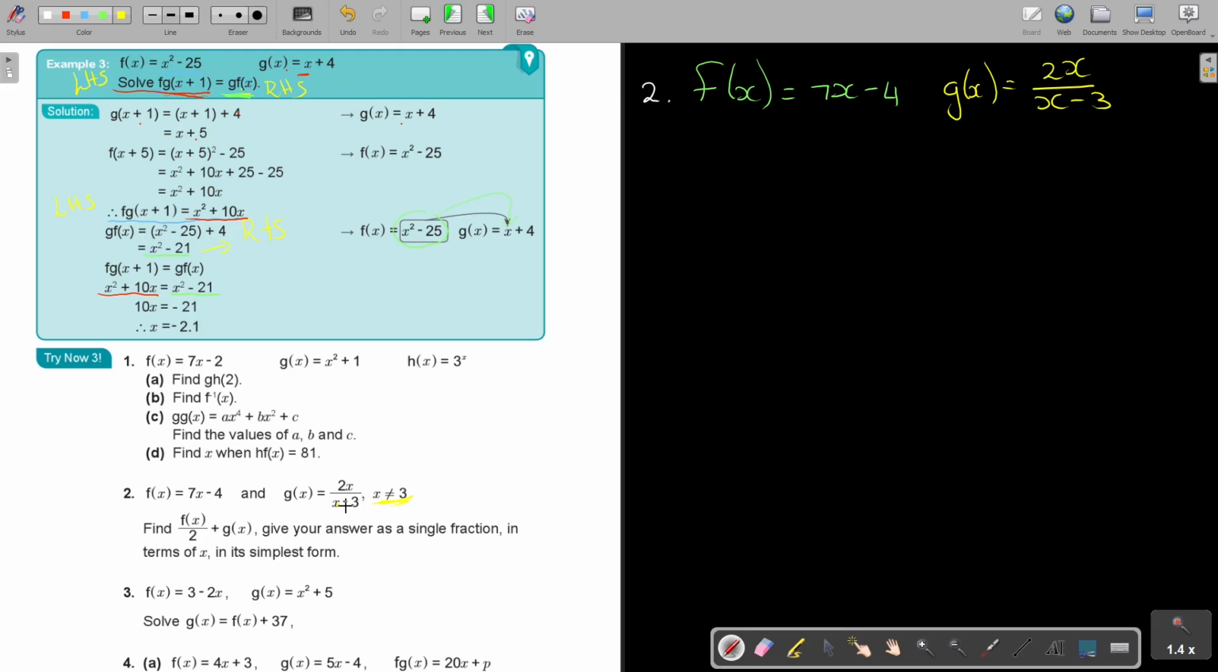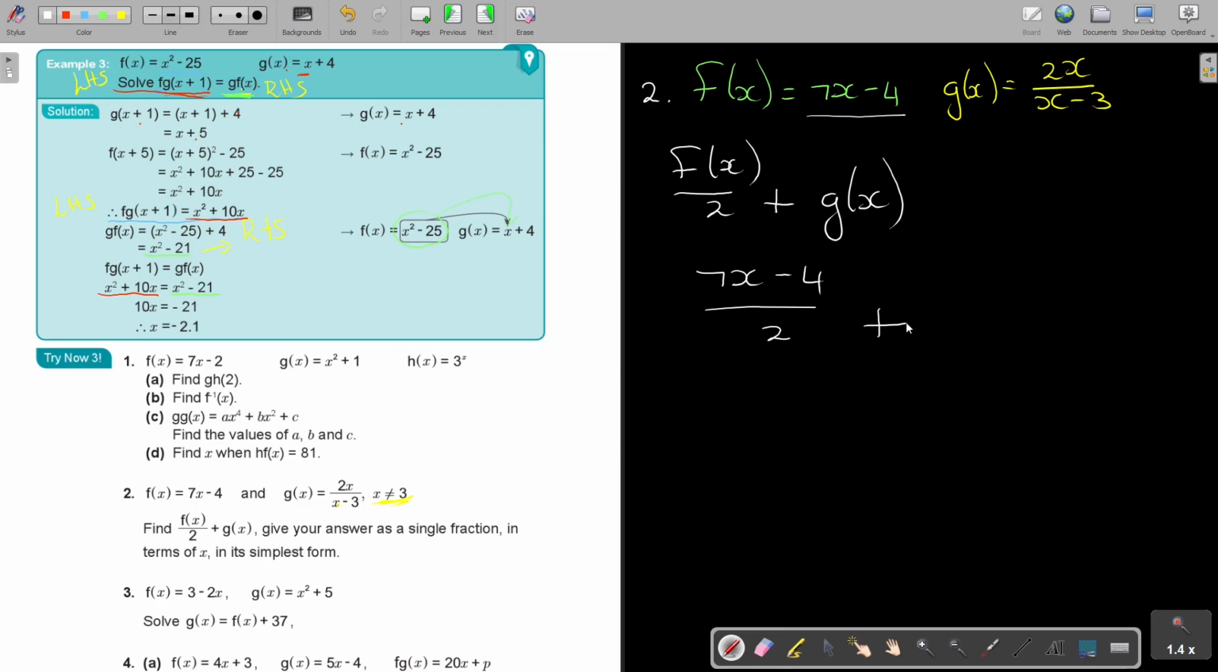So find f, okay, here comes the statement. Find f(x) over 2 plus g(x), giving your answer as a single fraction in terms of x in its simplest form. Okay, so basically I'm just going to start. I take the function, which is going to be 7x minus 4, that's function f. I divide it by 2, and I plus g. It's just an algebraic fraction, another way of coming to the algebraic fraction.